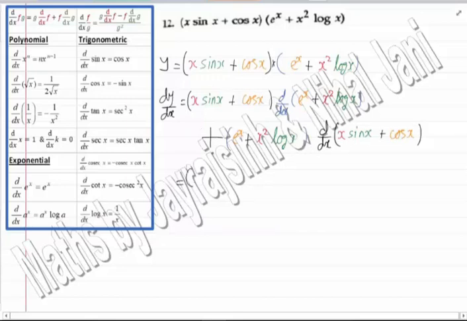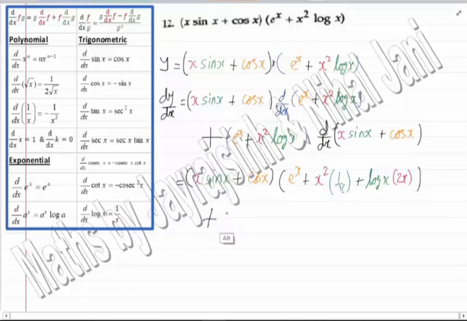As we planned, our first bracket is as it is. We have to focus on the differentiation of the second bracket. Okay, e raised to x differentiation is e raised to x, plus differentiation of x square into log x. We should apply multiplication rule again. x square, differentiation of log x is 1 by x, plus log x as it is, differentiation of x square is 2x, right? Okay, let's move forward.